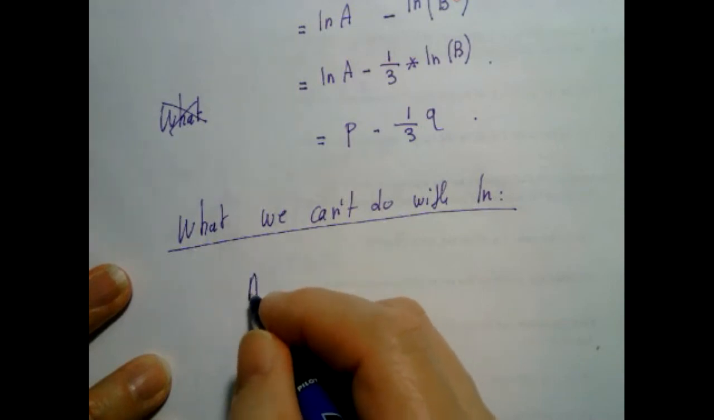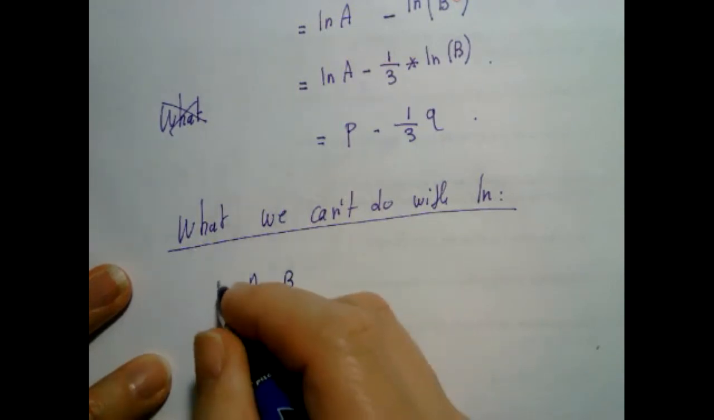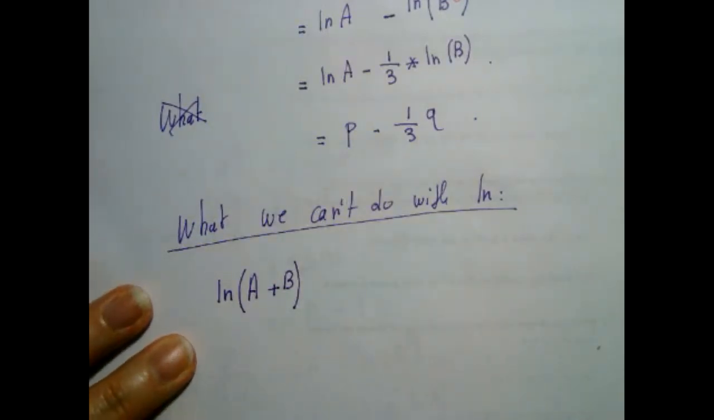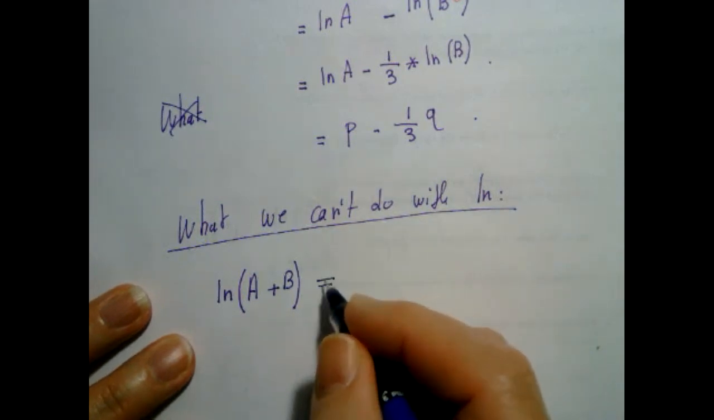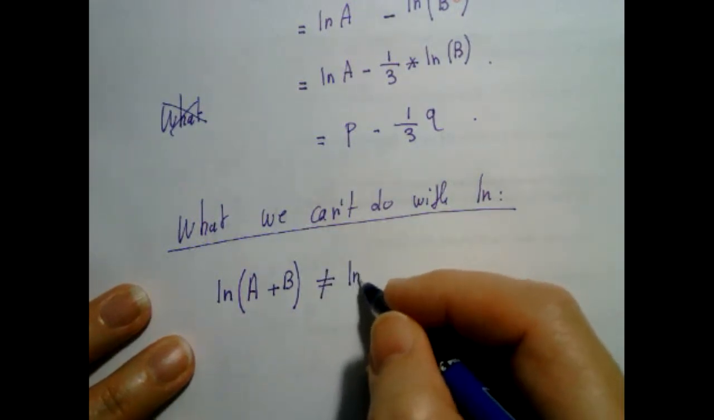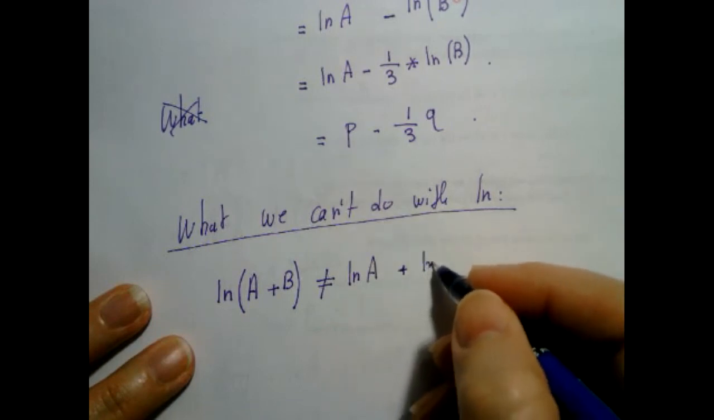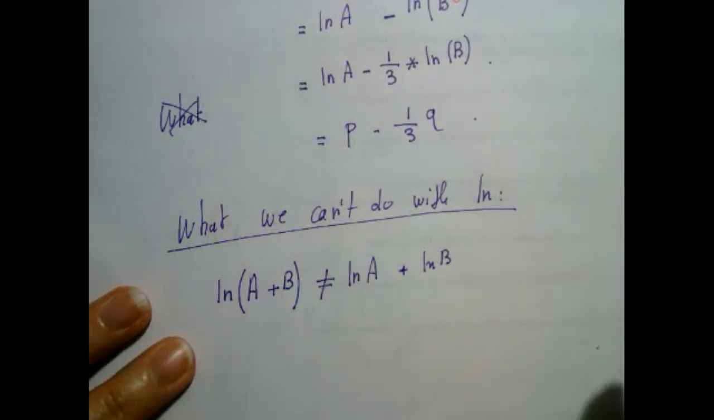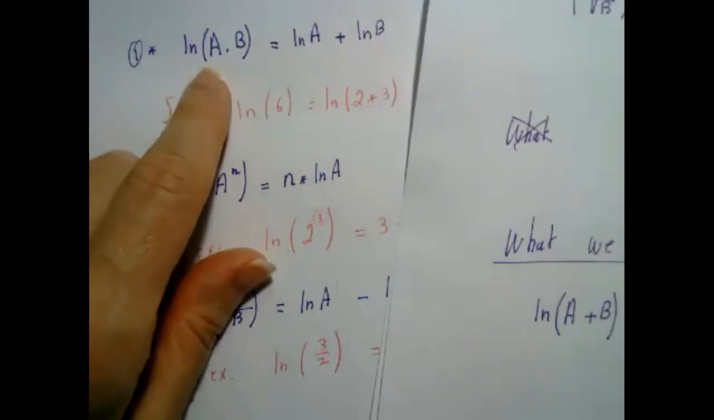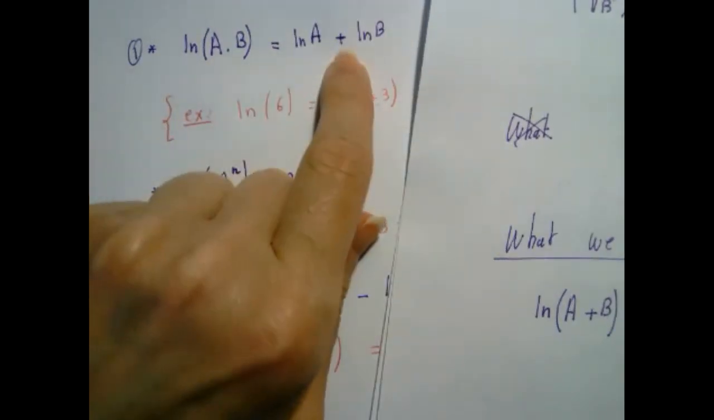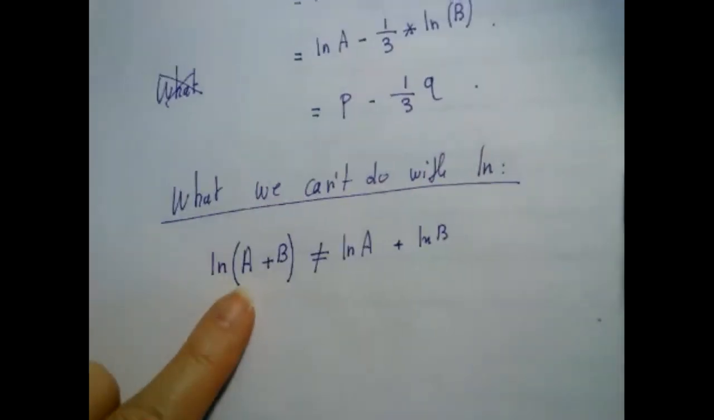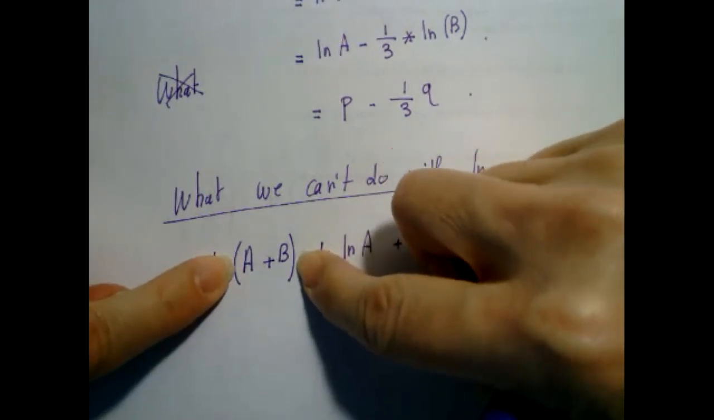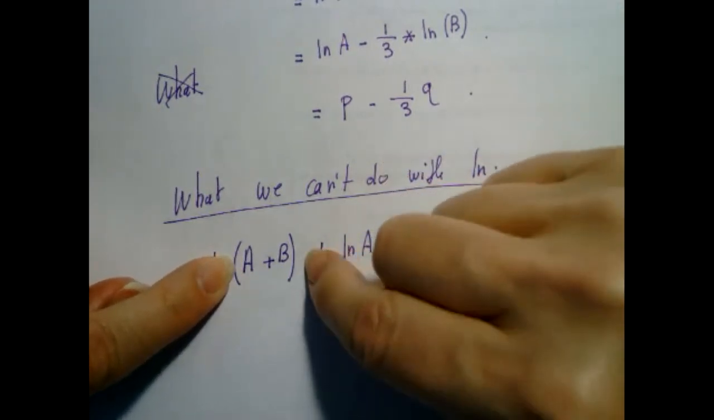If you take two numbers, a and b, you add them, then you take their natural log. You cannot split that. This is not ln of a plus ln of b. This one property absolutely fails. What's correct is that if you have a product in between, this will give you ln of a plus ln of b. If you have a sum, you can do nothing about it. If you have a sum inside the parentheses, it has to stay there. You can't do anything with it.